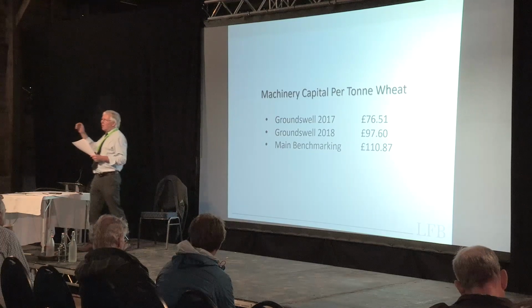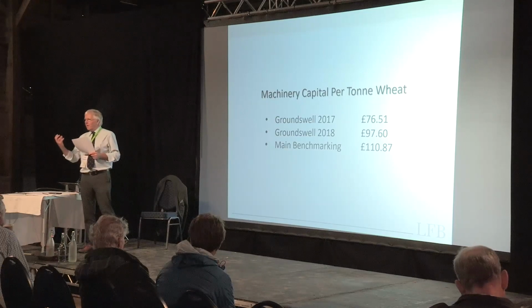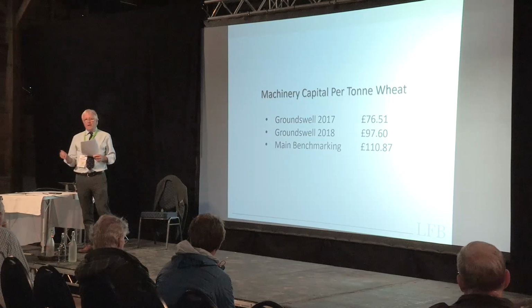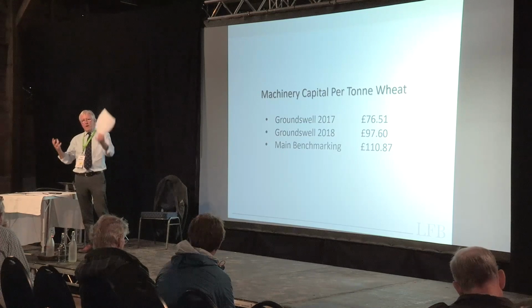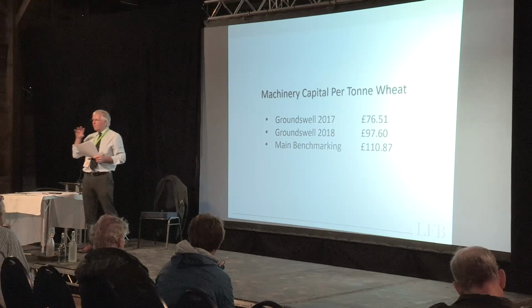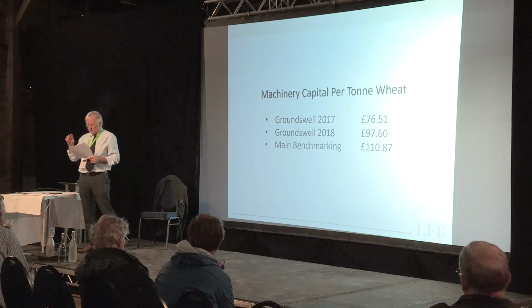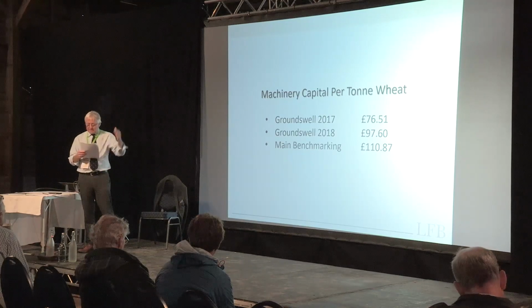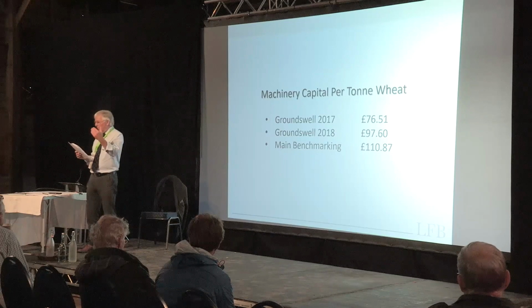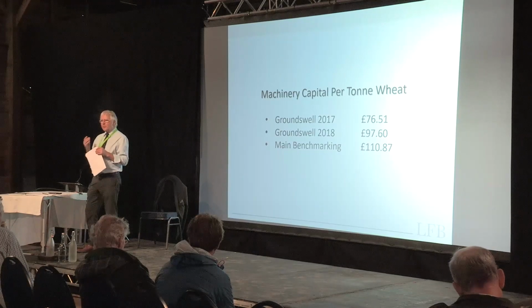So even though we have a lower yield, which is a ton a hectare lower, as we saw earlier on, we have higher machinery costs. The actual capital tied up per ton of wheat is lower. Not a lot, it's 97 compared to 110. The year before was 76. So I think that is a really interesting figure.